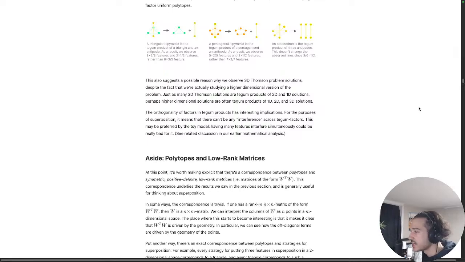The orthogonality of factors in Tegum products has interesting implications. For the purposes of superposition, it means that there can't be any interference across Tegum factors. This may be preferred by the toy model. Having many features interfere simultaneously could be really bad for it.